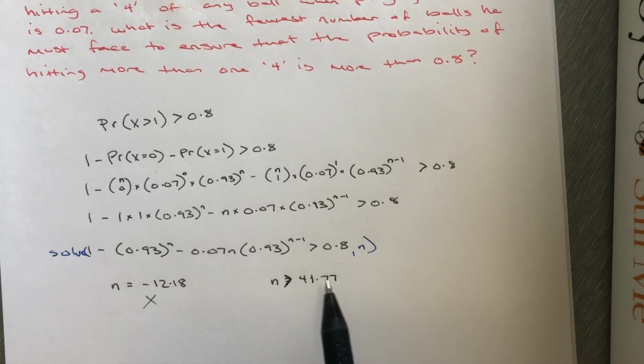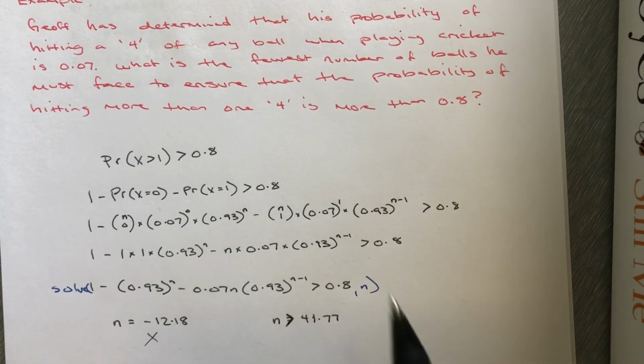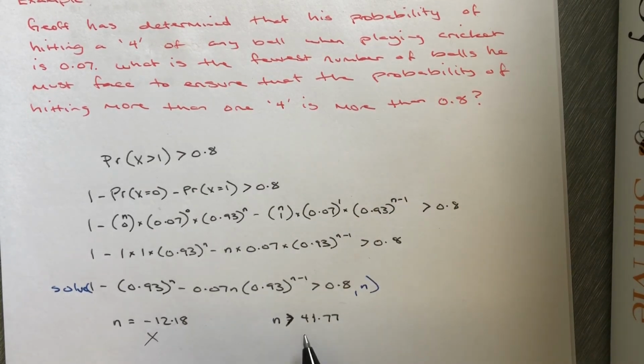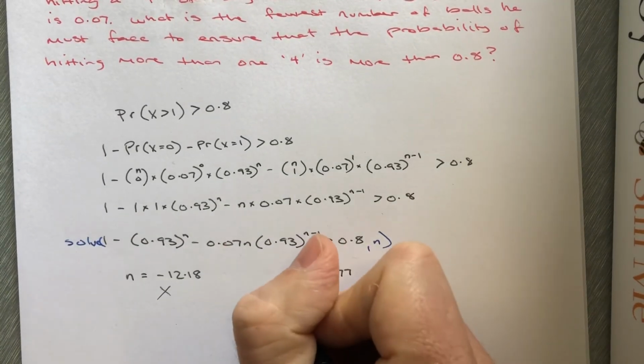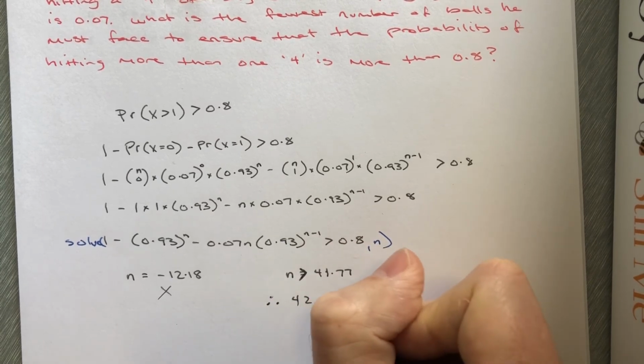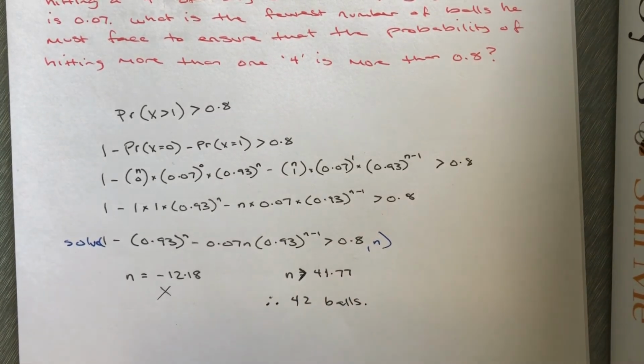Now let's look at what we've actually been asked here. What is the fewest number of balls he must face? So we've just found the fewest number of balls, which is 41.77. So if we round down, that would mean 41 balls, but that's less than the fewest amount that we can have. So we have to round up. So we'd say, therefore, he has to face 42 balls. And we're done with that one.